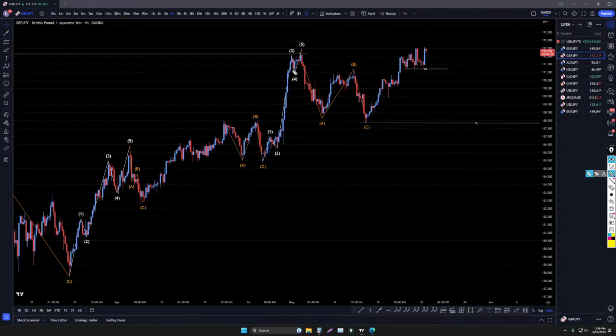Going down to the 4 hour time frame, it looks like a downtrend for the A, it looks like three ways up for the B, it looks like a downtrend for the C.